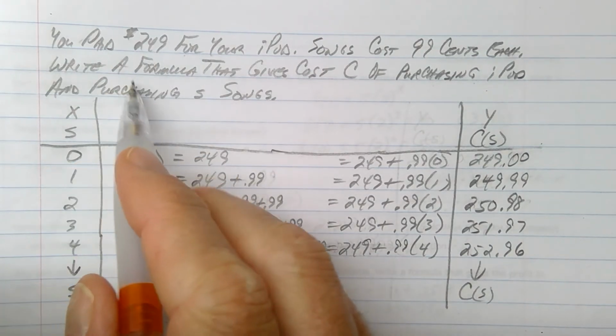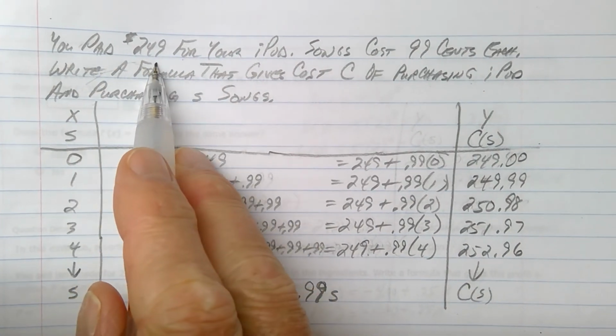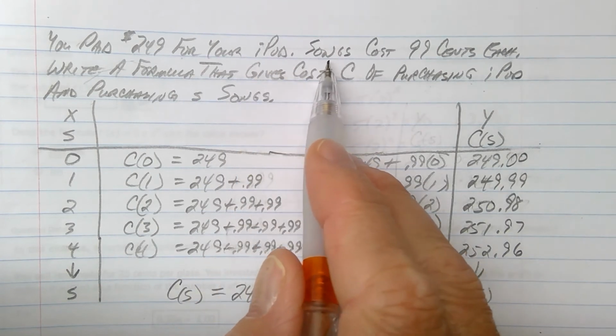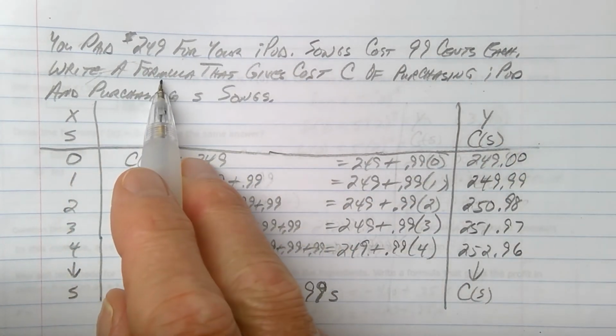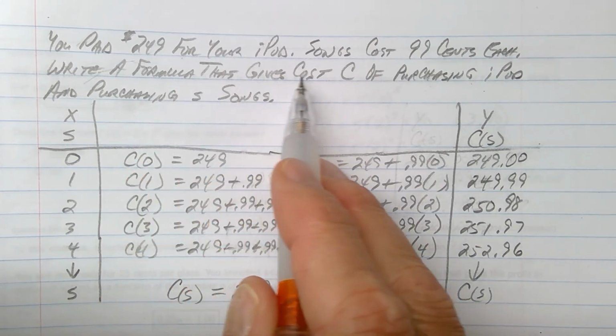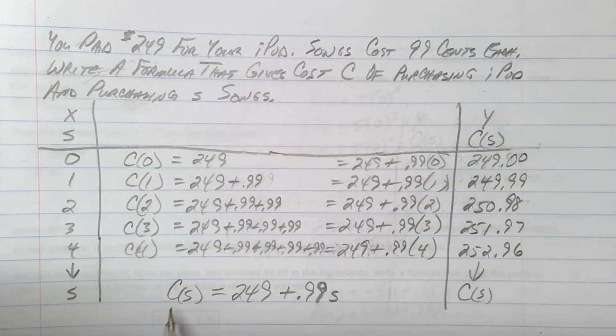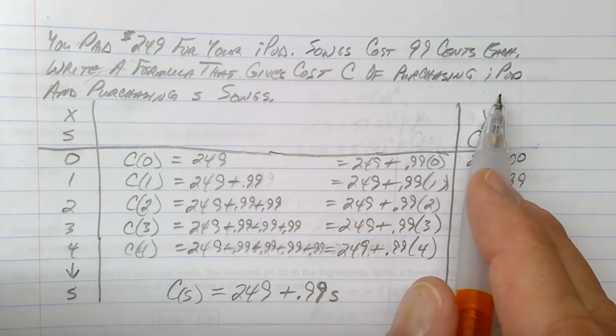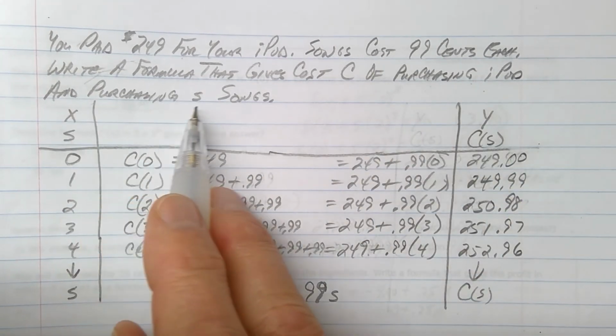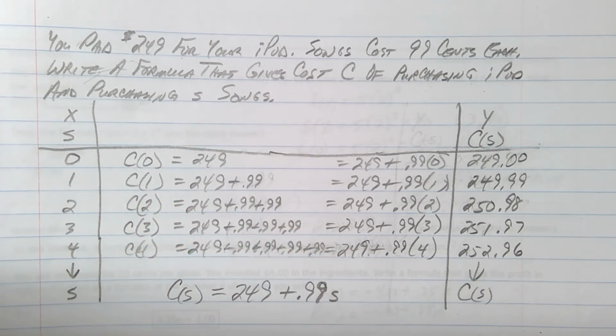All right, let's look through this word problem here. You paid $249 for your iPod, and then you're going to buy some songs at 99 cents each. Write a formula or a function that gives the cost C. So we're going to name our function C for cost. The cost of purchasing the iPod and purchasing S songs. So it's going to be, what does the iPod cost, and in terms of how many songs you buy.